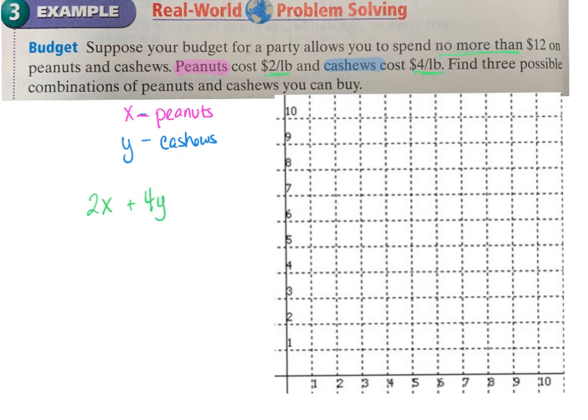And it says no more than, no more than. So is that going to be less than or greater than? Less than or equal to. If you can spend no more than this amount of money, that needs to be your highest value. So we're going to say less than or equal to. No more than means it could equal 12.